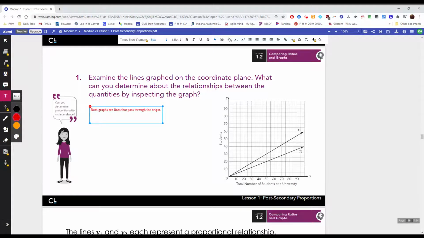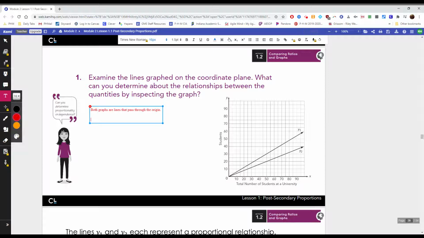I'm just going to kind of make a bulleted list here. I also notice the labels on the graph. So the labels on the graph really tell me the relationship between the quantities. So we have students and we have total number of students at a university. So total number of students is X. Students is the Y values.